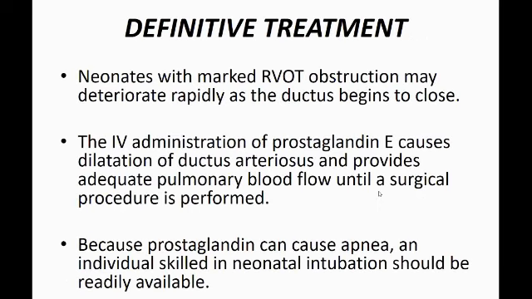Okay, the definitive treatment is obviously surgery. Neonates with marked right ventricular outflow tract obstruction may deteriorate rapidly as the ductus begins to close. So first of all, in order to buy time, we have to start intravenous administration of prostaglandin E to keep the ductus patent and buy time for the surgical procedure. Because prostaglandins can cause apnea, individuals skilled in neonatal intubation should be readily available. If we are going to start prostaglandin, one has to have ventilatory support, because as a complication they can cause apnea.